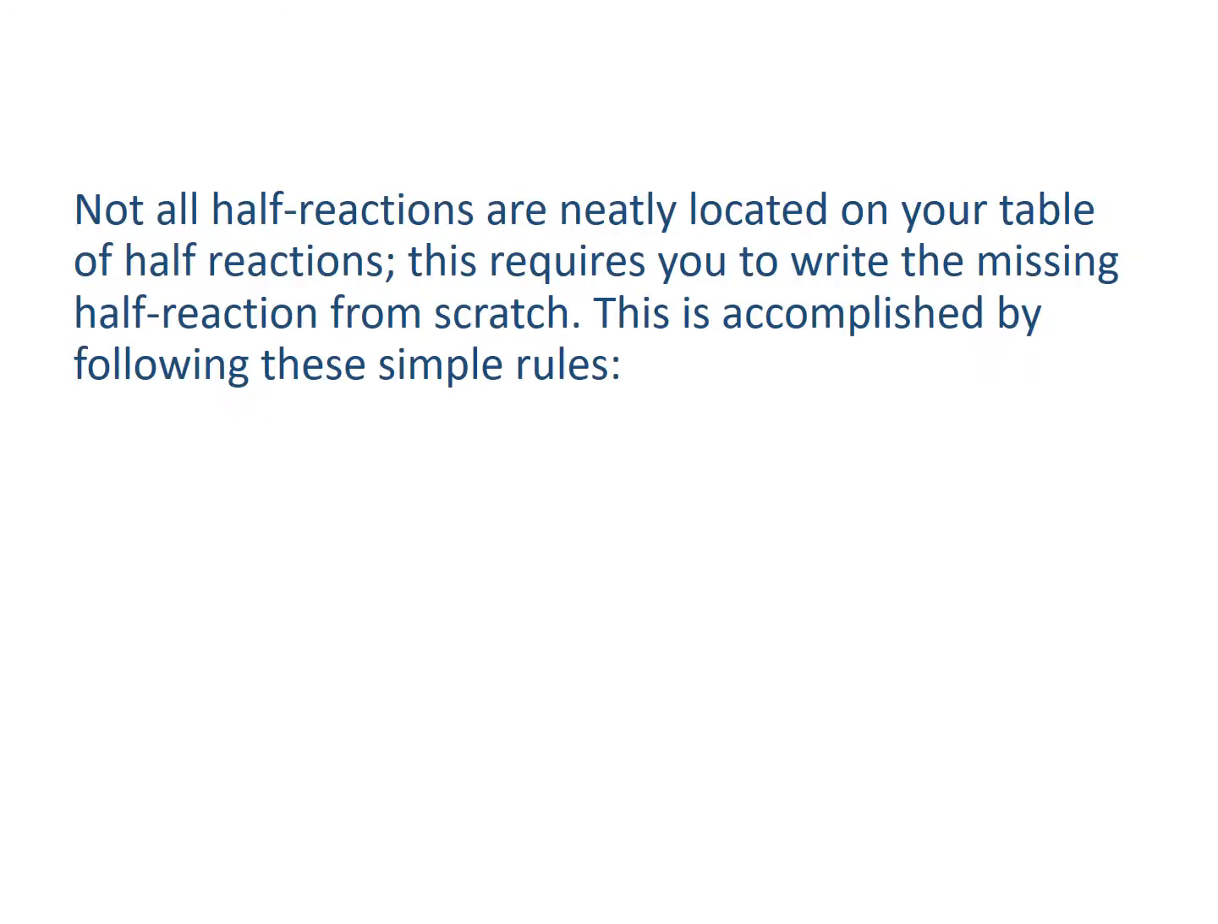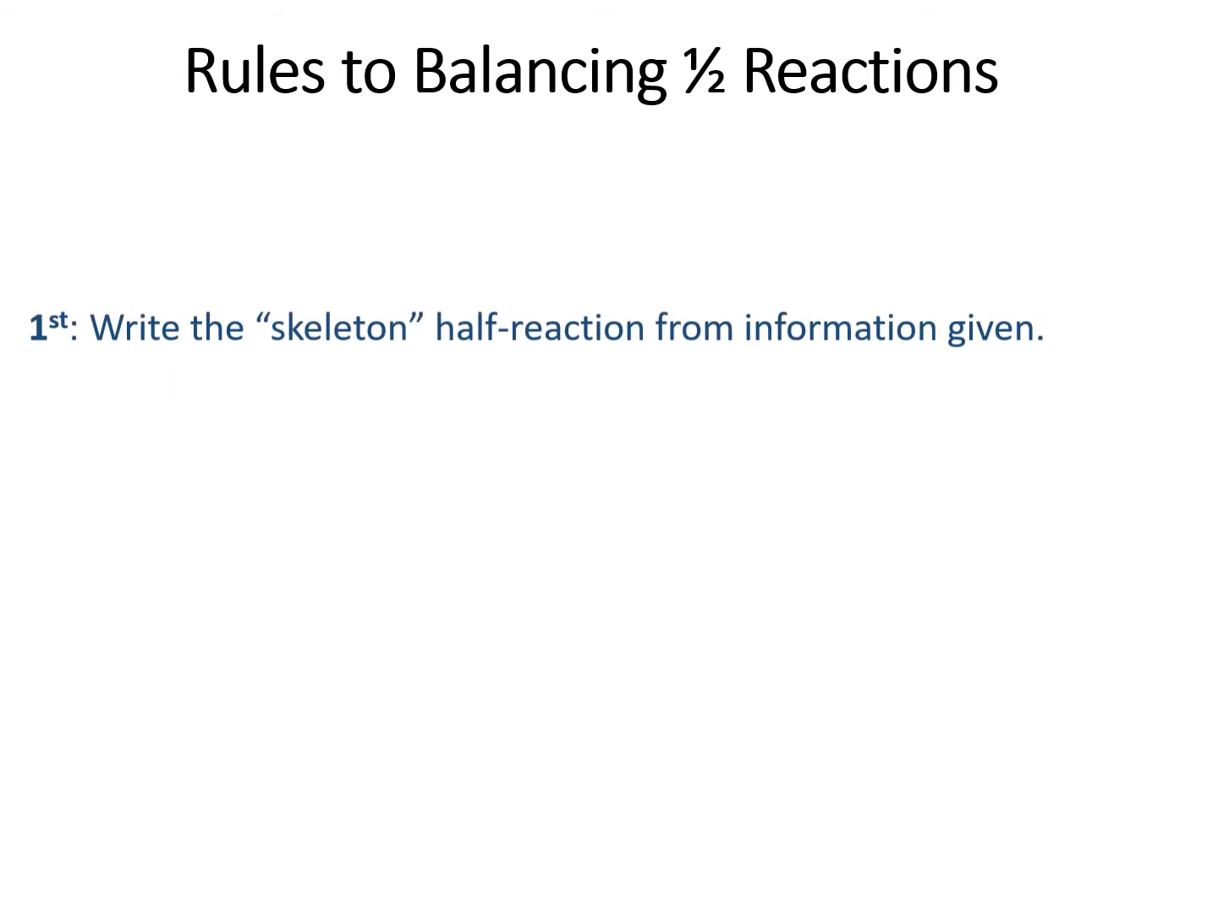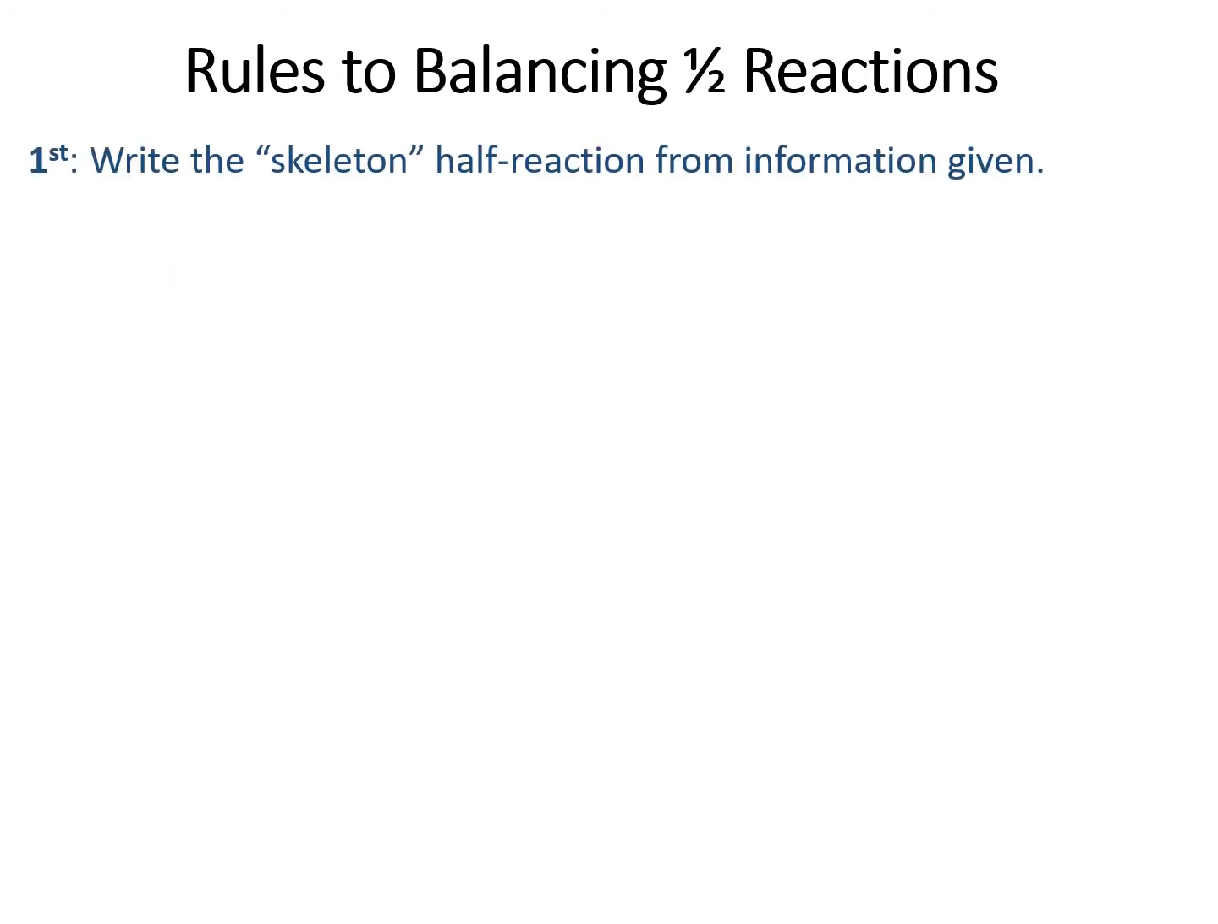Not all half reactions are neatly located on your table of half reactions. This requires you to write the missing half reactions from scratch. This is accomplished by following these simple rules. Rules to balancing half reactions. Rule number 1. Write the skeleton half reaction from the information given.